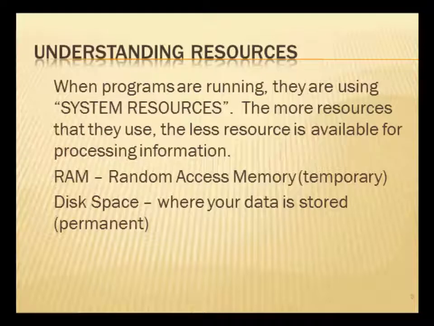The difference between random access memory and your hard drive or your disk space is that random access memory is where things are processed before your hard drive stores them, whereas your hard drive memory is where data is stored. It is the actual copy of the files.